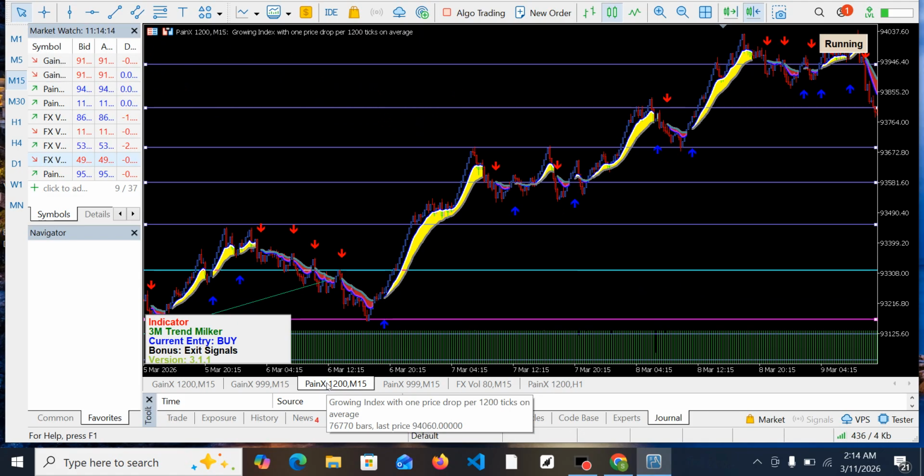So this is for PainX. Okay, we've studied that of the GainX. We can see how perfect this trading strategy is on GainX. Okay, we've seen the normal trend and we've seen that of the spiky parts.